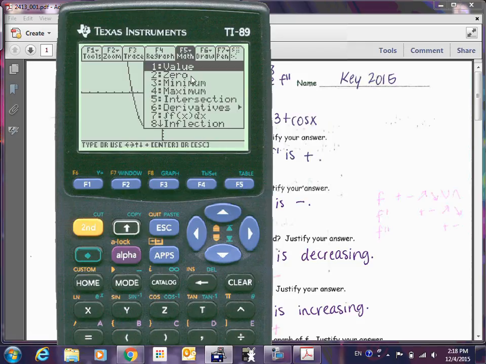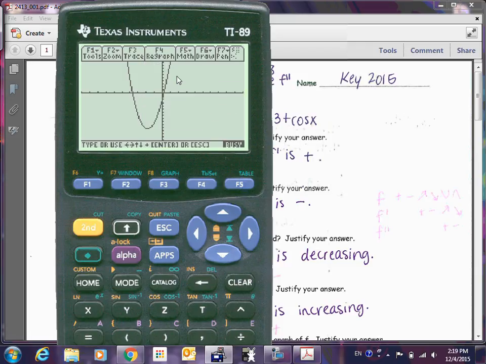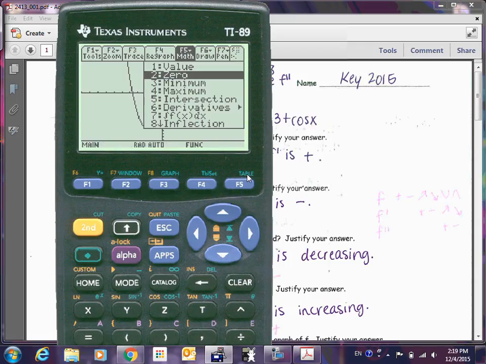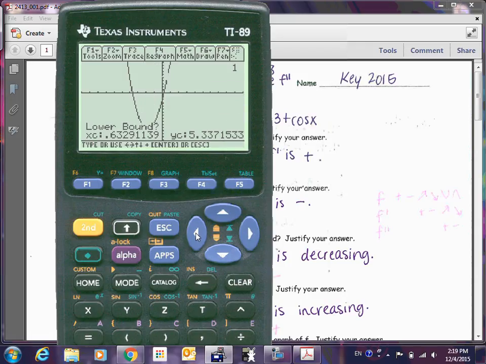F5, 0. The word 0, which is like root. So if I want to find this one, I would just go to the left, press enter, go to the right, press enter, and that finds that value for me. Okay, it's like 0.191. If you wanted to find the other 0, you would go back to F5, select 0, and then go all the way to the left. You've seen this on the calculator before, but we just haven't really done it in this situation.